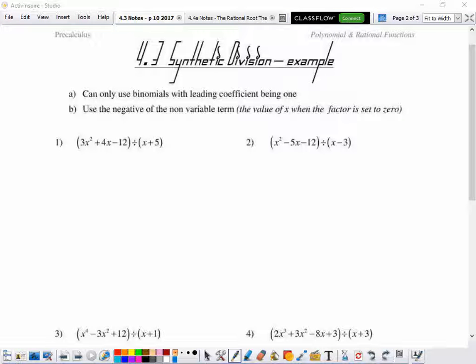Hey guys, welcome back. Today we are going to divide polynomials using synthetic division.